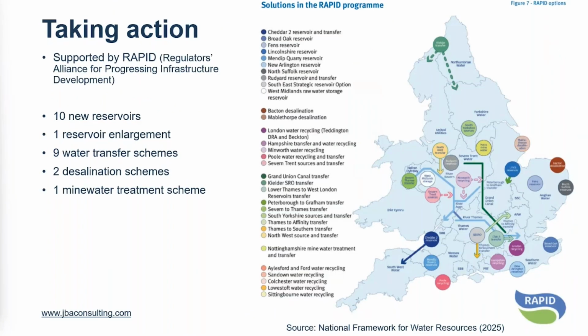And the water industry is responding to this. It's responding in several different ways with new reservoirs, new water transfer schemes, desalination schemes, and so on. And so the Grand Union Canal is one of a number of options that are intended to improve the resilience of water supply, but in this case, specifically targeting that demand in the southeast of England.